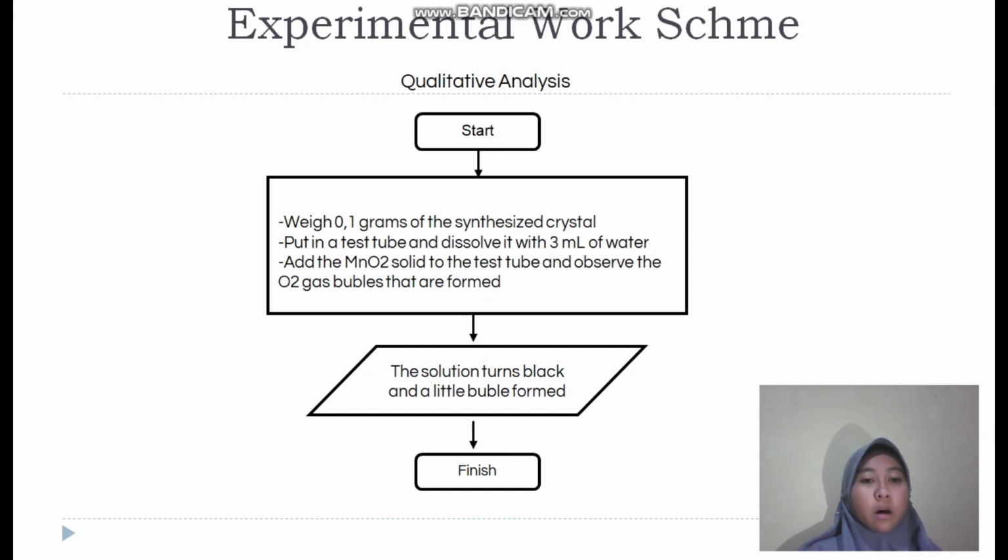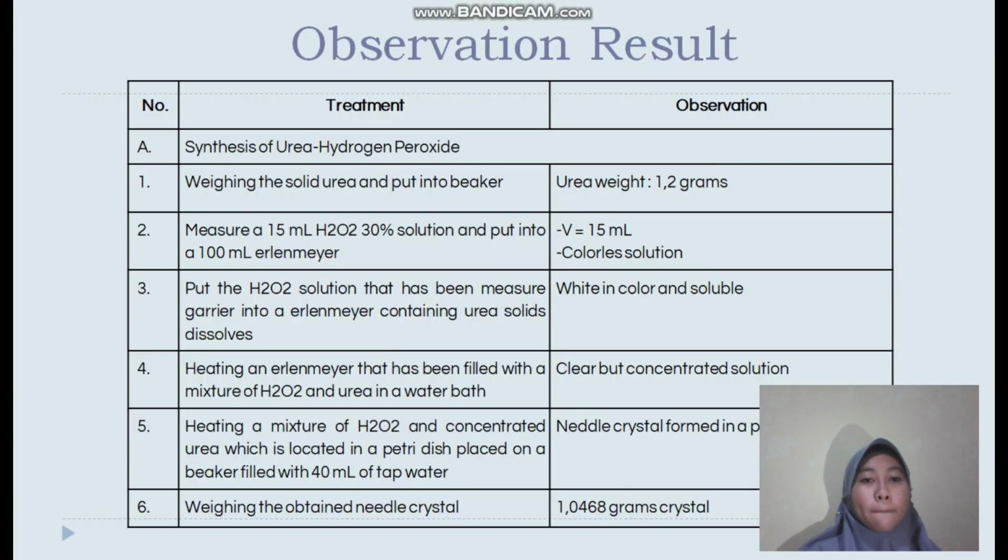Start with 0.1 grams of the synthesis crystal. Put it in a test tube and dissolve it with 3 ml of water. Add solid MnO2 to the test tube, and O2 gas bubbles form. The solution turns black and a little bubbles form. Finish. The next, observation result: treatment and observation.